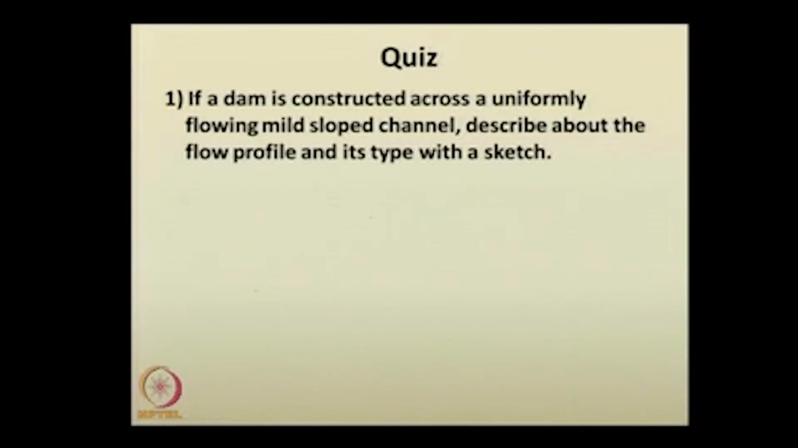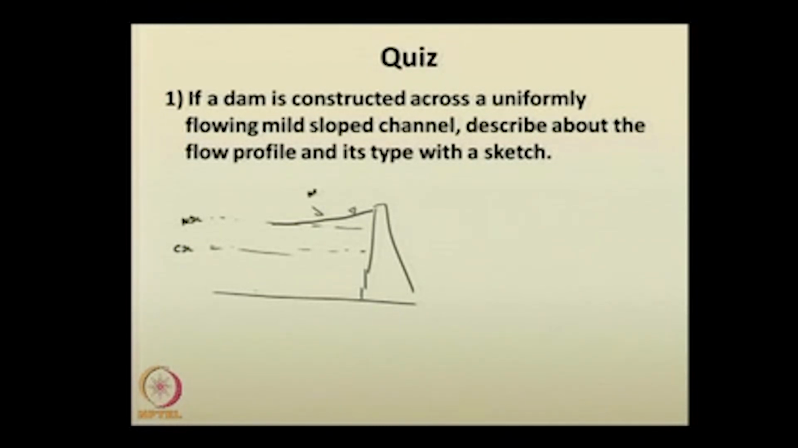So, the solution for today's quiz: you can see that if a dam is constructed in a mild slope channel, this is the normal depth, this is your critical depth line, in the upstream of the dam, you will see the water surface profile rising like this, and this water surface profile is called the M1 water surface profile. Okay. So, this is in the mild slope channels.